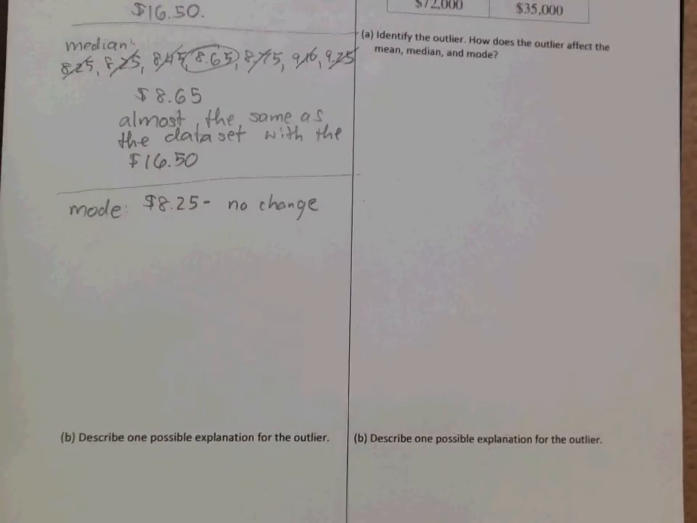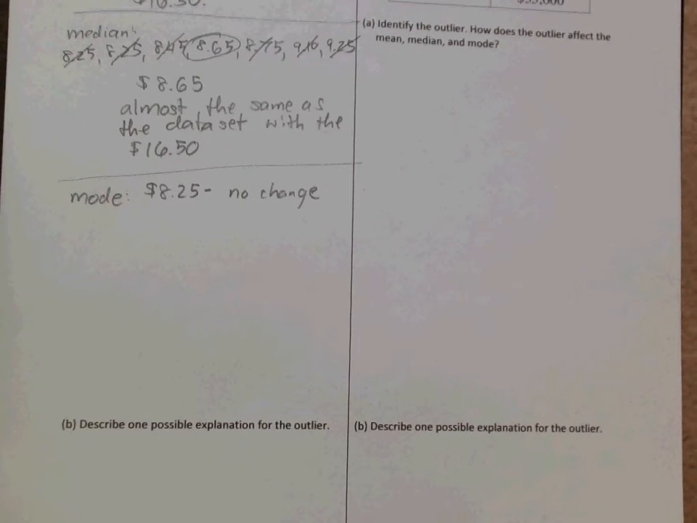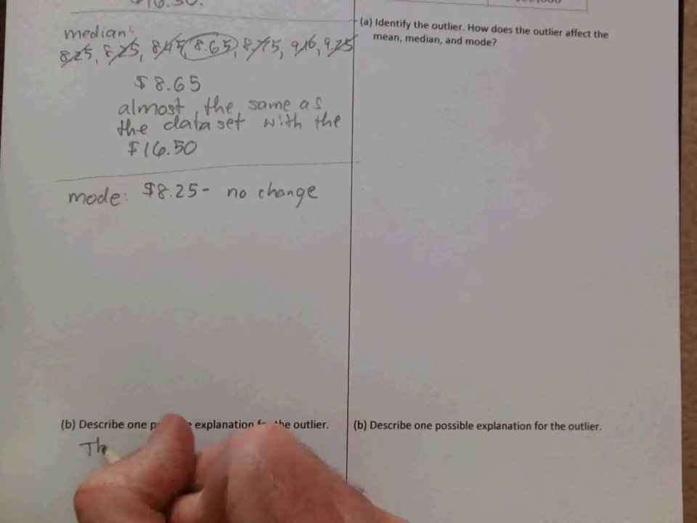And then there's a part B here. Describe one possible explanation for the outlier. I don't know these hourly wages well, but this student might be a manager.